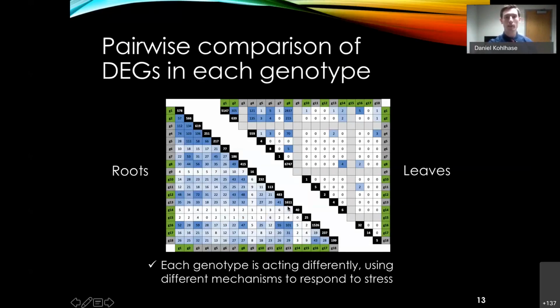But when we look at specific numbers within these pairwise comparisons, we can see that in the roots, there were only 134 genes that were shared by 2 genotypes. So what this is suggesting to us is that each genotype is acting a little differently and possibly using different mechanisms to respond to this stress.